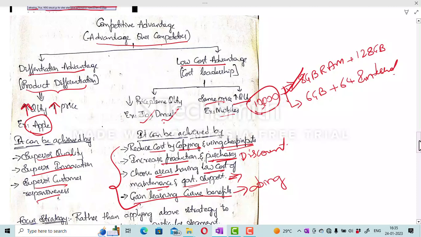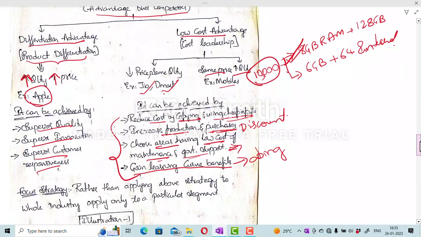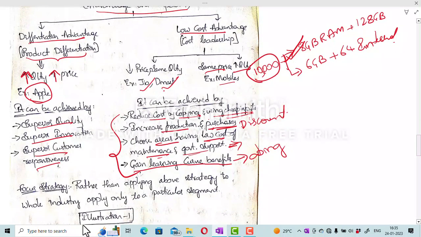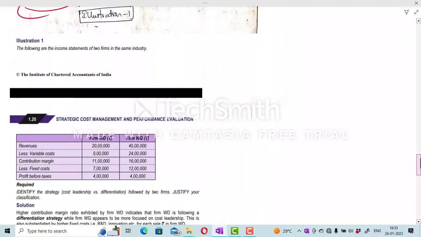This is especially for price sensitive customers. And besides these two strategies, there is a focused strategy. What does it tell? It tells to apply the above strategies to a particular segment rather than to the whole industry. Okay. Then we have the illustration one regarding this example.